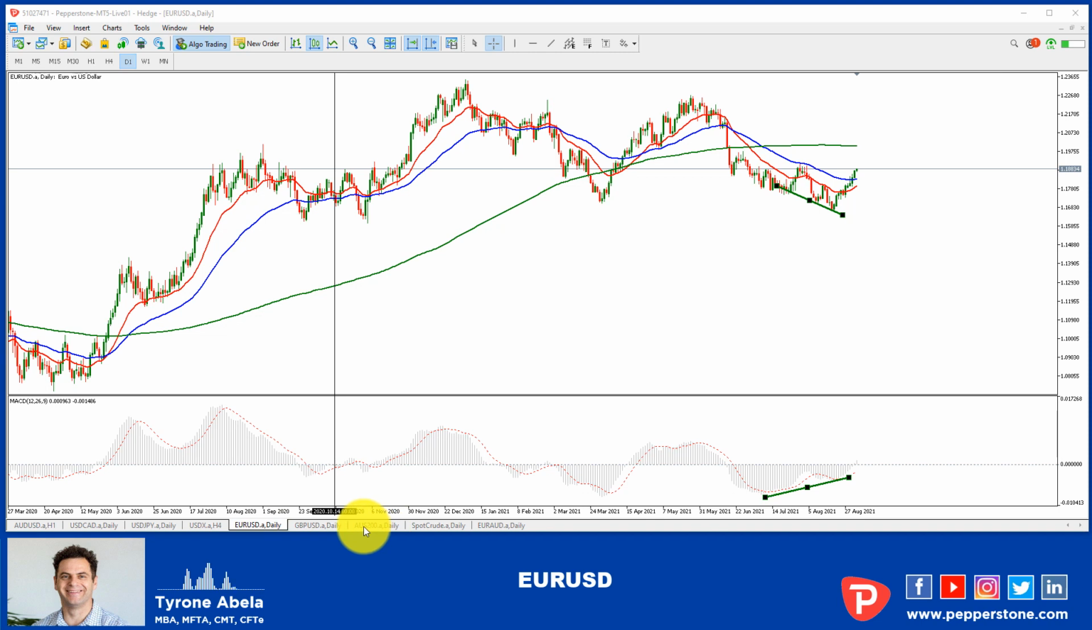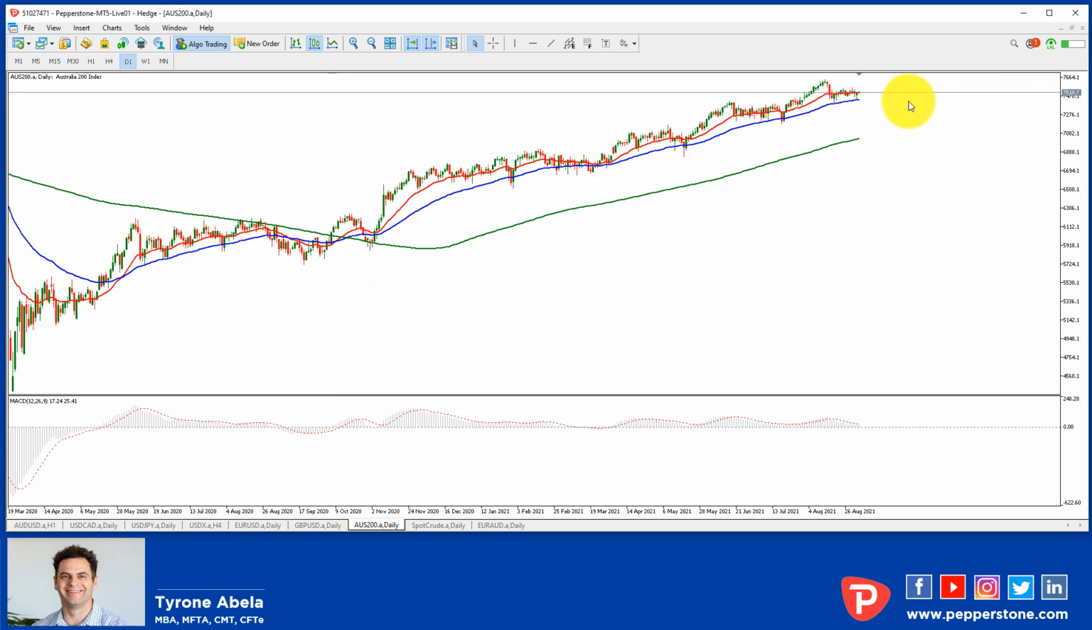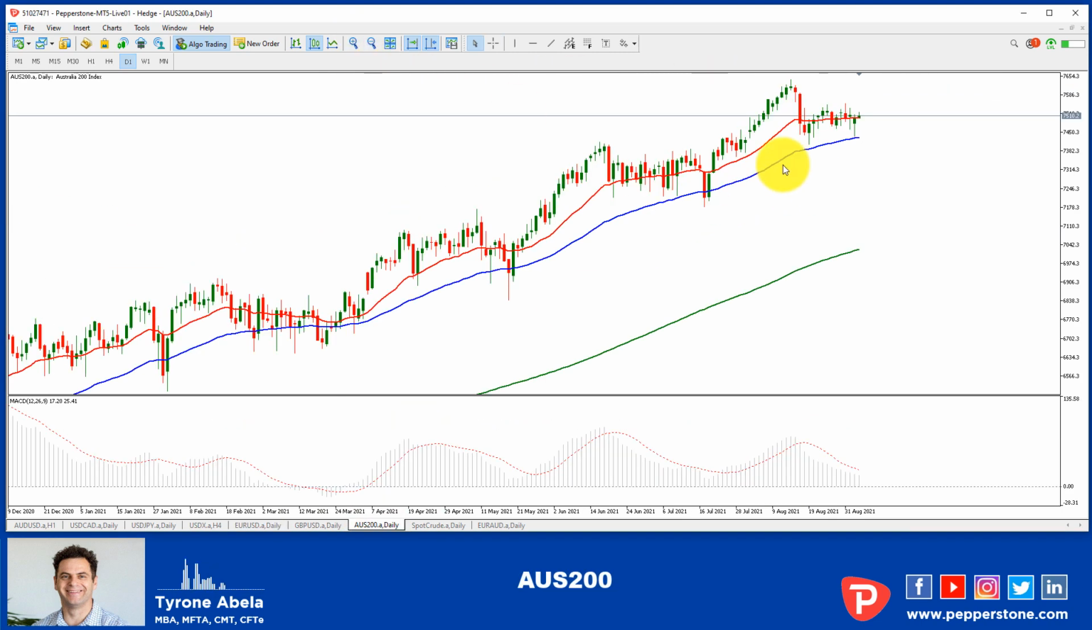All right, the last one we'll have a look at today is the Aussie 200. This is an interesting one because it's basically done nothing for 2 weeks. We know this. It's hovering around this level. It seems to have found the 7,500 level as its base. It hasn't been able to break past the 50 moving average, but it's certainly interacting very strongly with the 20 moving average. So realistically, you can make a case for both sides.